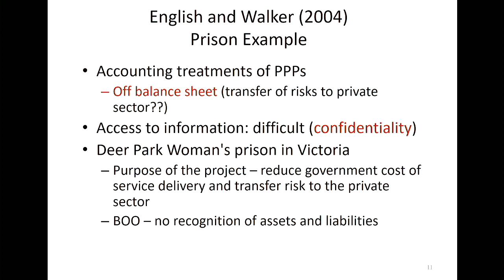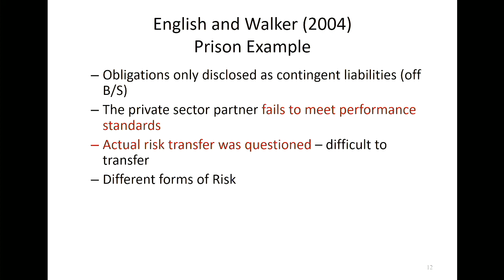without transferring the facility back to the government. It means that there is no recognition of assets and liabilities by the government. So what has been accounted for in this case is no recognition of assets and liabilities. The government entities only provide the commitments. So they disclose the commitments and also disclose the contingent liability as the obligations. So all these are off balance sheet.